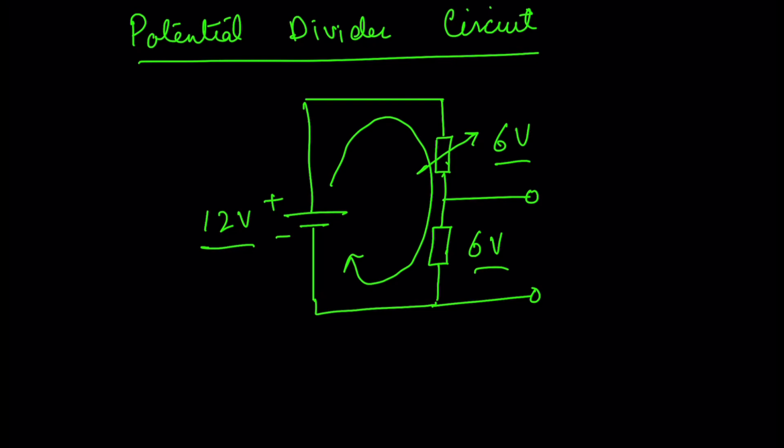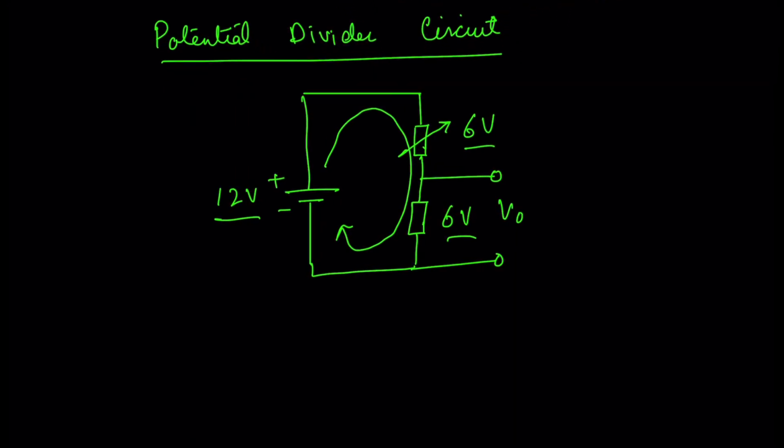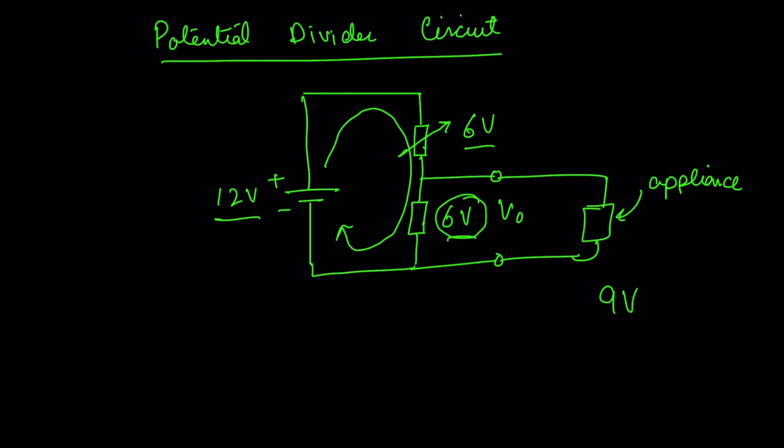Now, this is the output voltage, we can apply any appliance over here across these two terminals. This is our appliance. Now this appliance works on a voltage of 9 volts. So we want more voltage over here. In order to get more voltage over here, we will reduce the voltage across this variable resistor. In order to reduce the voltage across this variable resistor, we have to decrease its resistance.